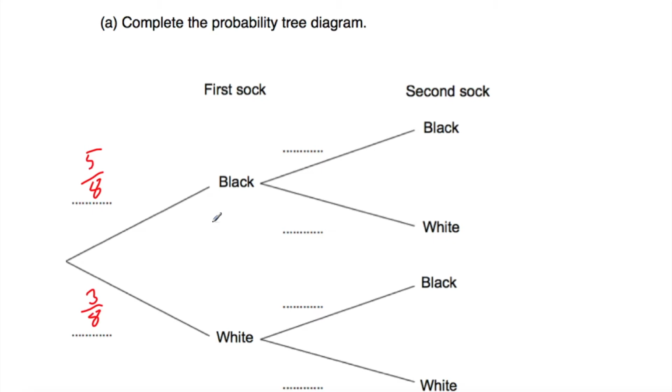She looks at its colour and then puts it back in, so there's still 8 socks. So then the probability of the next one being black would be 5/8, because again there's 8 socks and 5 of them are black. And in terms of the white socks, that would be 3/8. So the probabilities will just stay the same because she looks at the colour of the sock and then puts it back in again. So then that's the tree diagram completed.